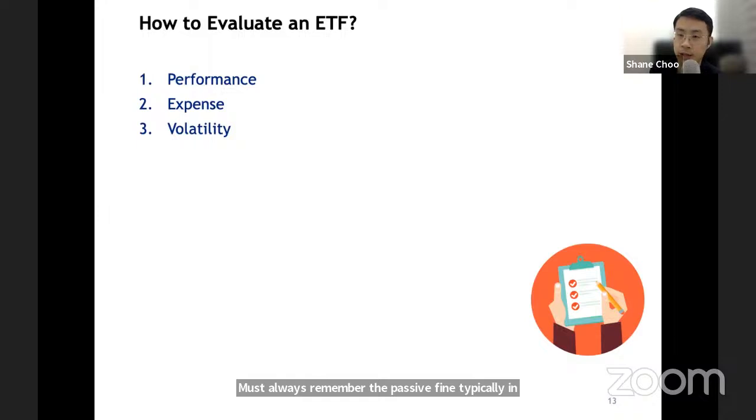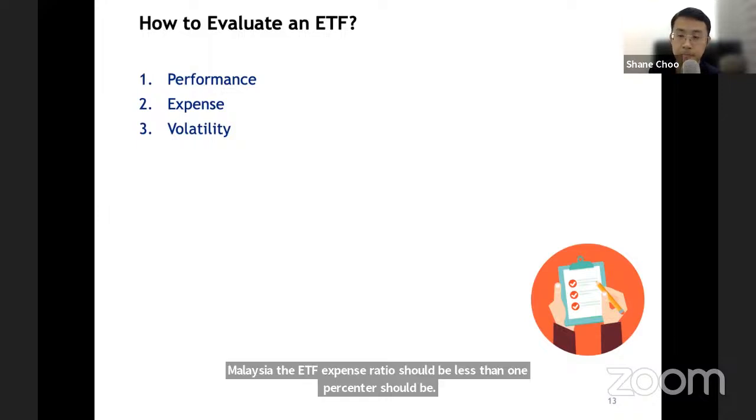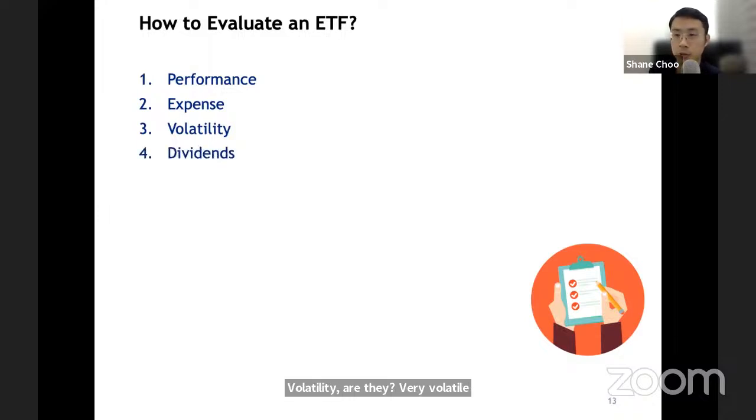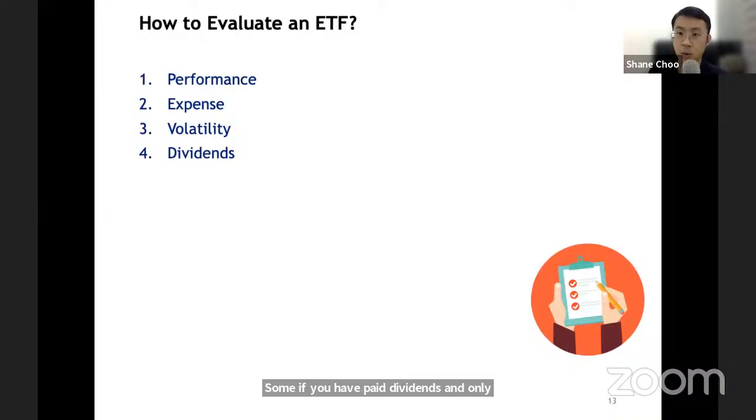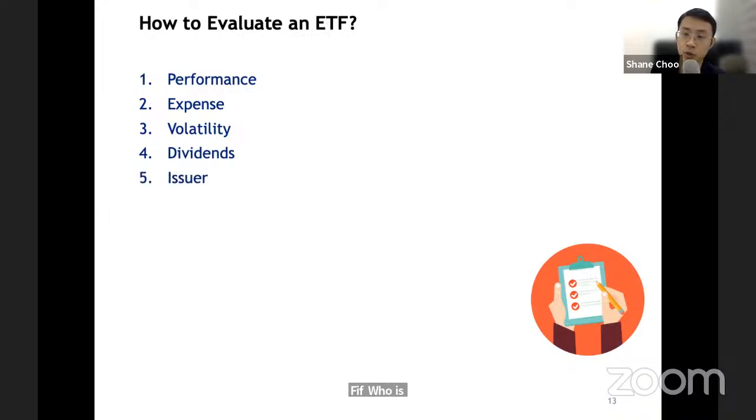Three, volatility, are they very volatile? Four, do they declare dividends? When you buy an ETF, you should know already the investment objective. Is it a dividend ETF or a non-dividend ETF? Some ETFs pay dividends annually, some ETFs pay dividends quarterly or semi-annually. Fifth, issuer. Who is the issuer that issues the fund? So that's what you must know.